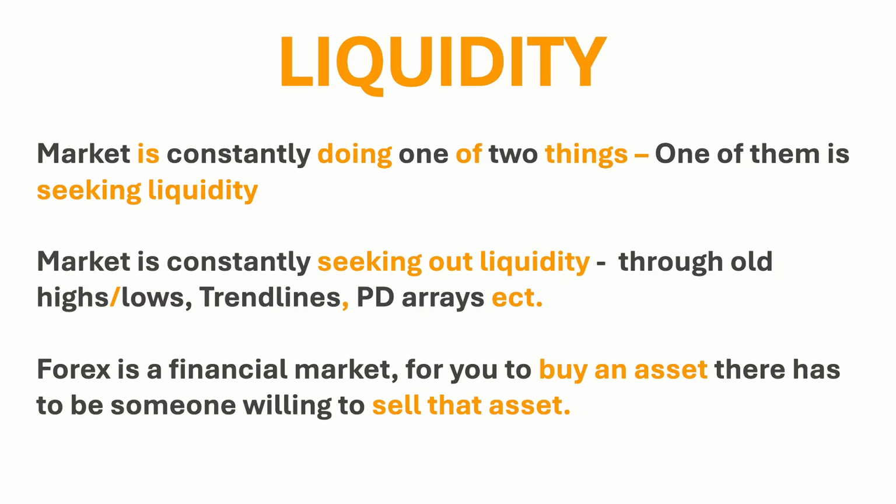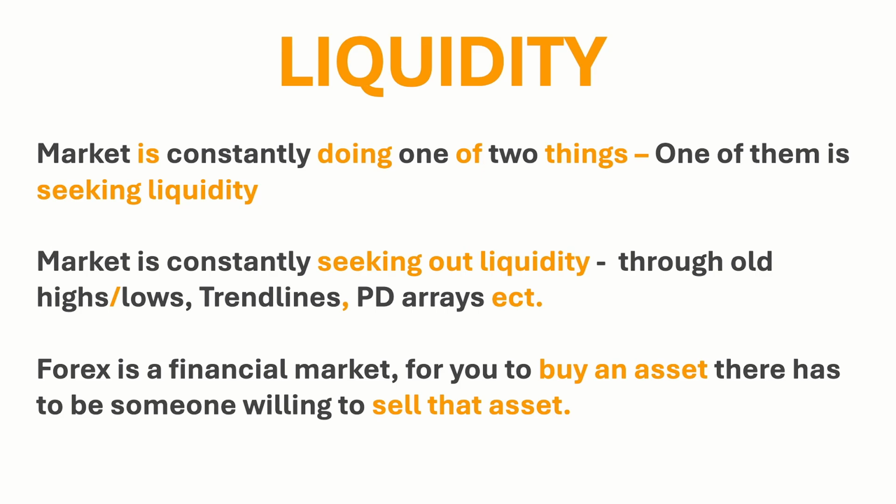Liquidity simply refers to orders. Where there's higher liquidity, there's more orders. Where there's lower liquidity, there's less orders. Or you can put it into other words as traders. Where there's more traders, there's higher liquidity. Where there is less traders and less positions open, there is lower liquidity.